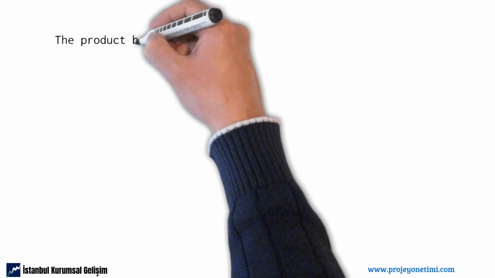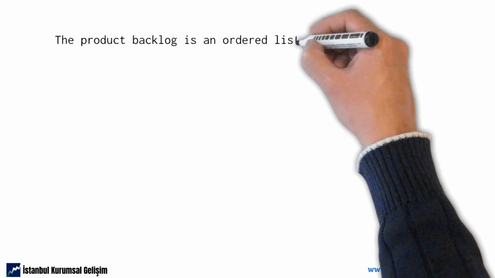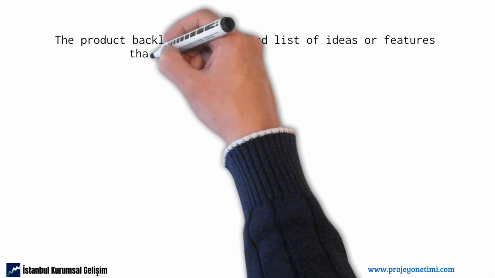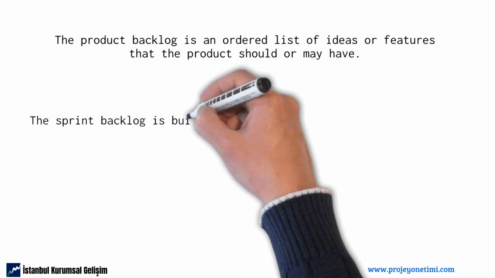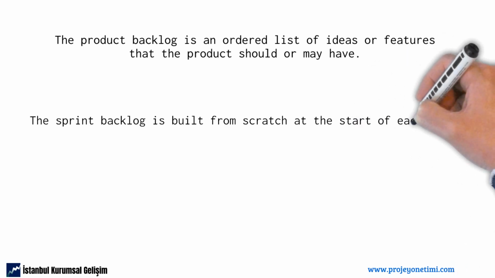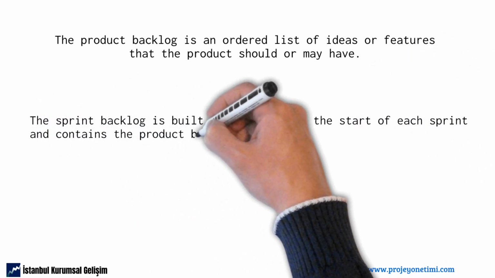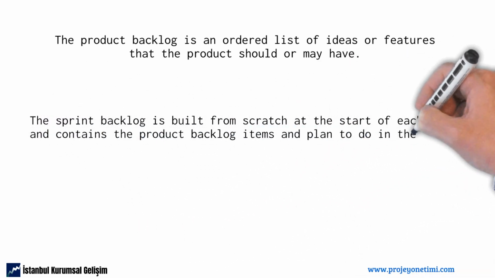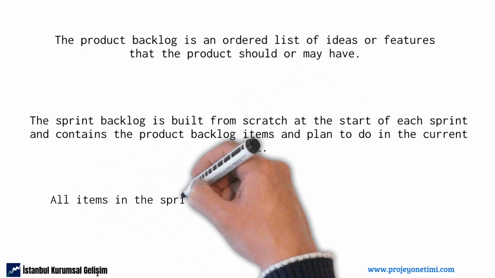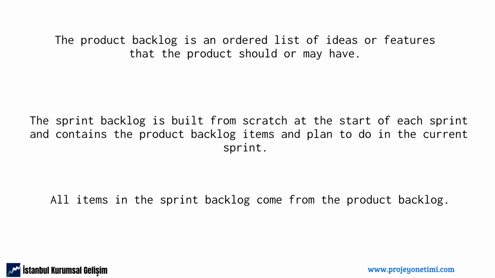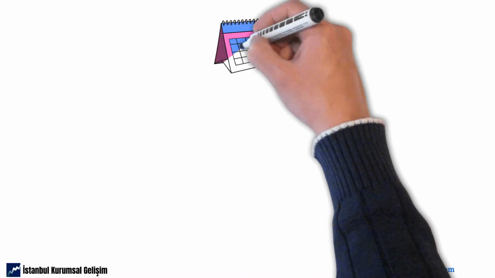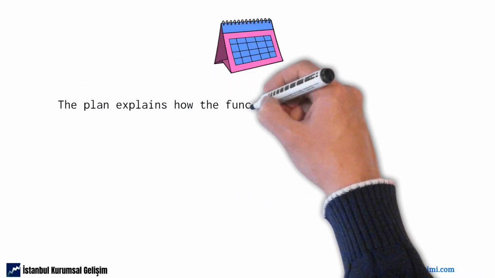The product backlog is an ordered list of ideas or features that the product should or may have. The sprint backlog is built from scratch at the start of each sprint and contains the product backlog items and plan to do in the current sprint. All items in the sprint backlog come from the product backlog. The plan explains how the function and sprint goal will be achieved.